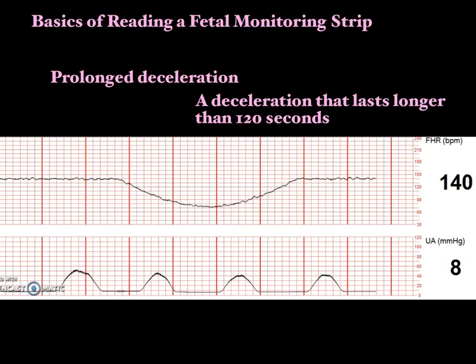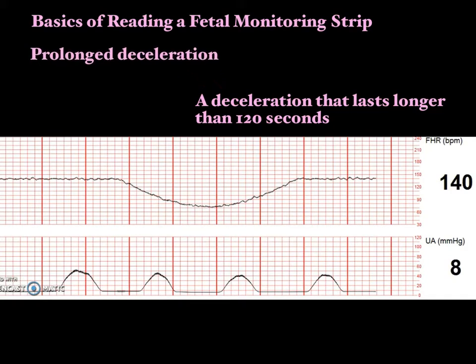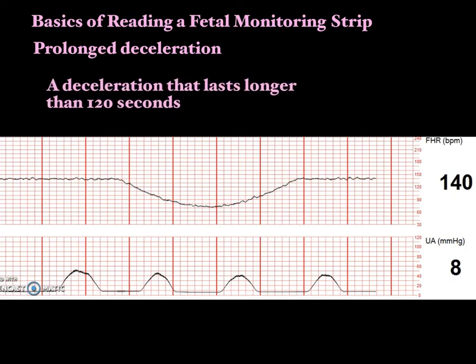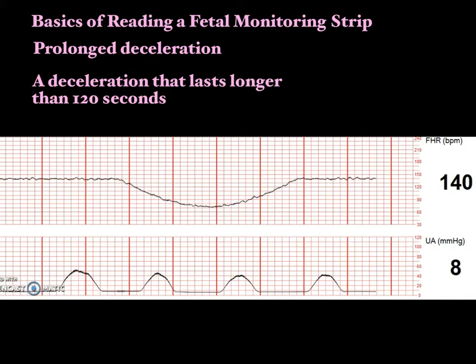Okay, and the last type of deceleration that we're going to look at is called a prolonged deceleration. And this is a deceleration that lasts longer than 120 seconds. Again, these can be dramatic or they can be subtle. They can be a 10-beat change or they can be a 50-beat change. And in this case, usually the lower they go, the more dramatically we respond to it. But a prolonged deceleration, we don't have like a clear-cut cause for them, but certainly we want to resuscitate and get this baby's baseline back to normal.